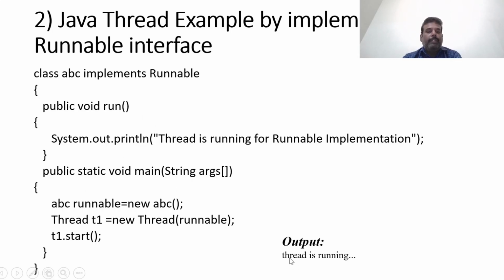So the output that comes is "thread is running". Since this class has only one method, you are not going to know the use of thread. If a class contains more than one method, two or three methods, and I execute them in parallel, the time automatically gets reduced. So that is the importance of the thread class.